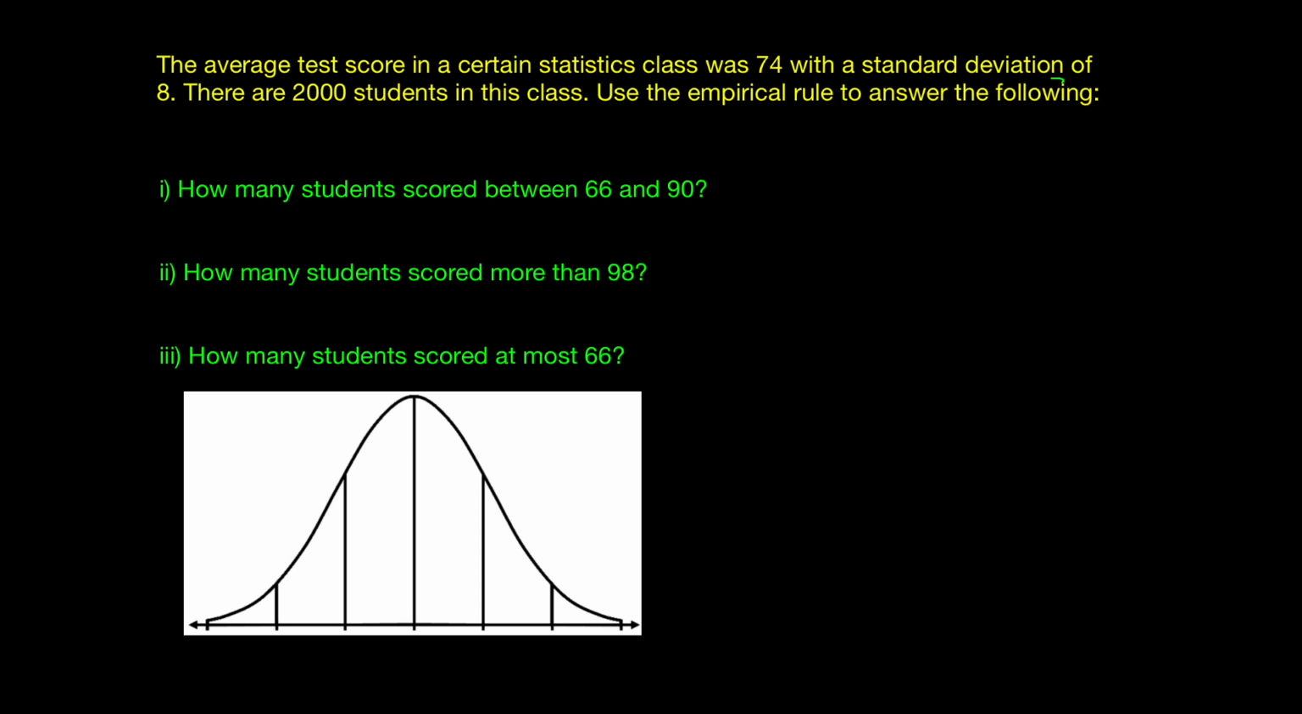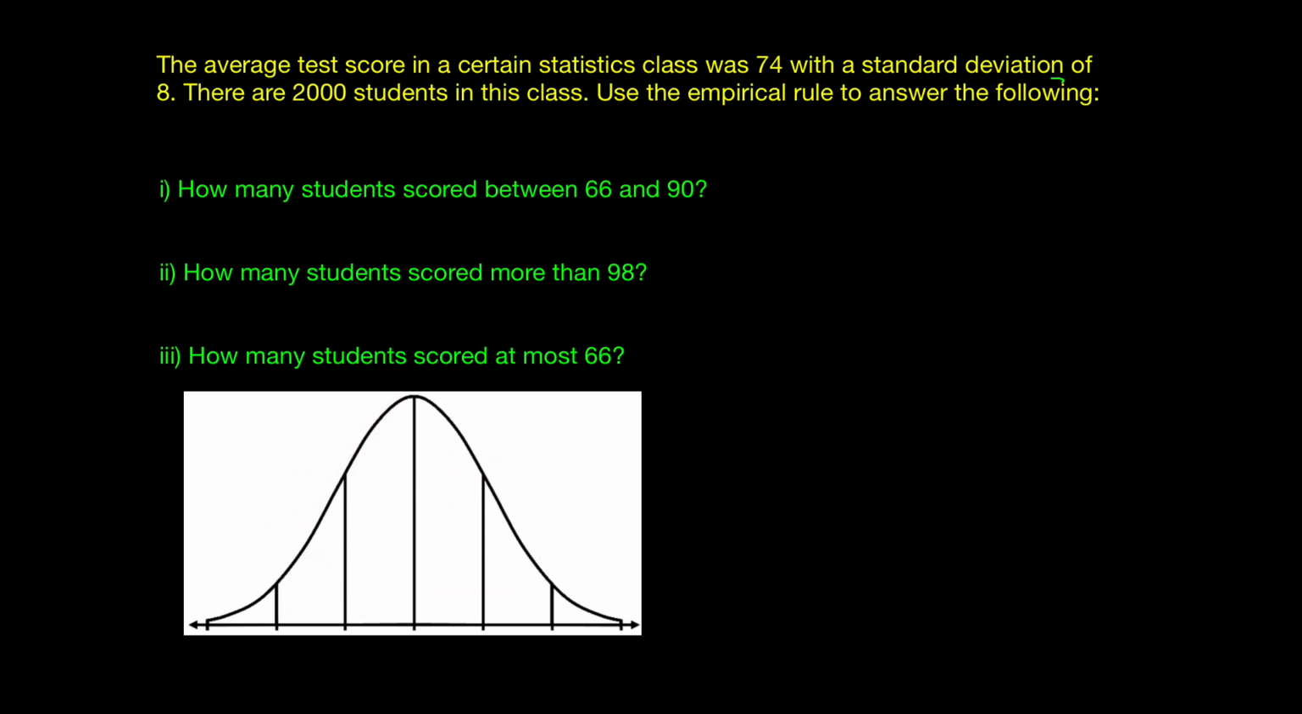The average test score in a certain statistics class was 74 with a standard deviation of 8. There are 2,000 students in this class. Use the empirical rule to answer the following. So using the empirical rule, I'm going to annotate the normal distribution.